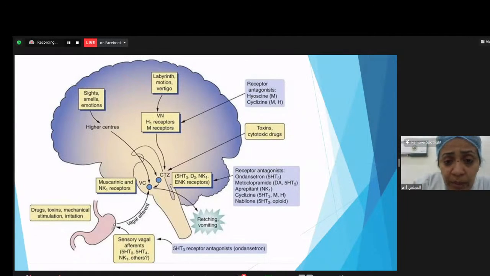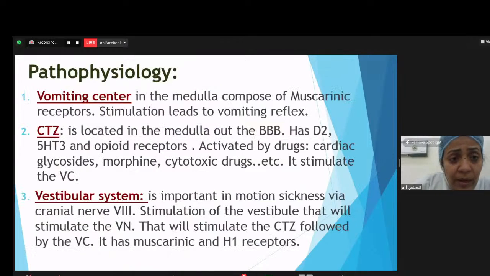Let us go to the next slide. I summarized all these things. We have the vomiting center in the medulla, composed of muscarinic receptors. Stimulation leads to the vomiting reflex. The chemoreceptor trigger zone is located in the medulla, but this one is outside the blood-brain barrier.